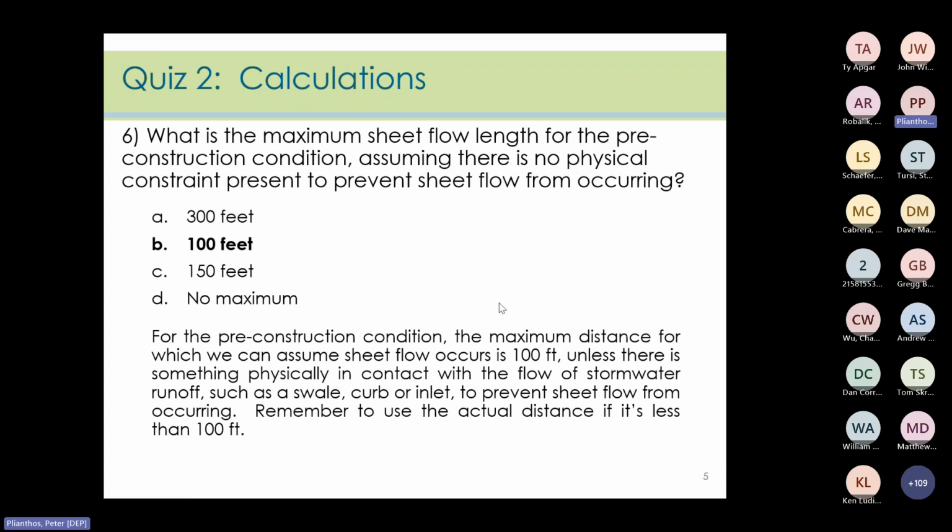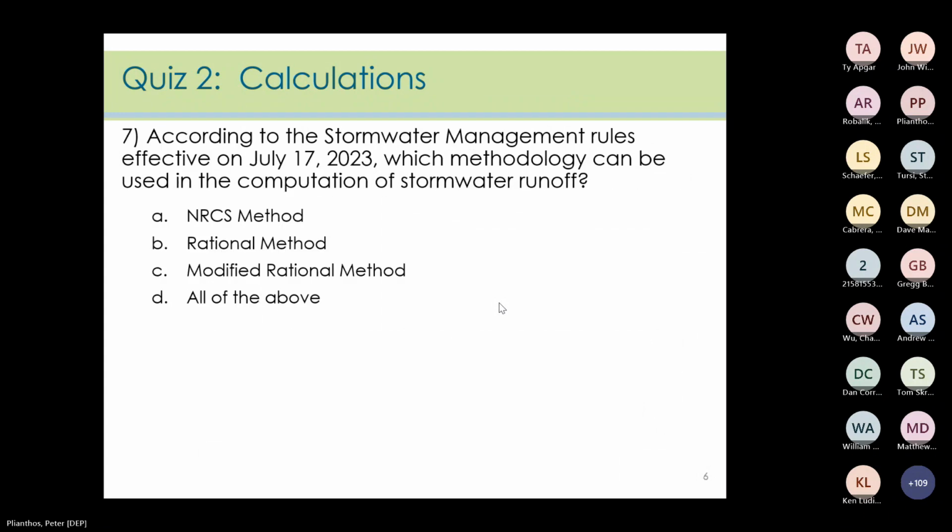For the pre-construction condition, the maximum distance for which we can assume sheet flow occurs is 100 feet, unless there is something physically in contact with the flow of stormwater runoff, such as a swale, curb, or inlet, to prevent sheet flow from occurring. Remember to use the actual distance if it's less than 100 feet. This comes from Chapter 5 of the BMP manual if you have not taken a look at that yet.